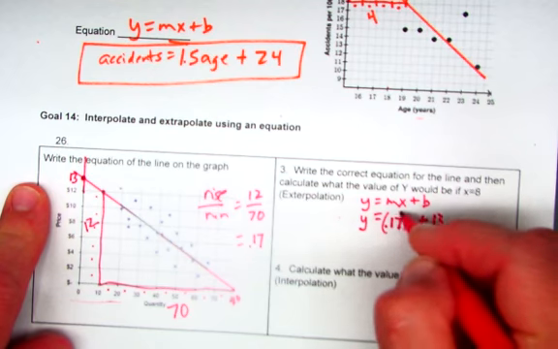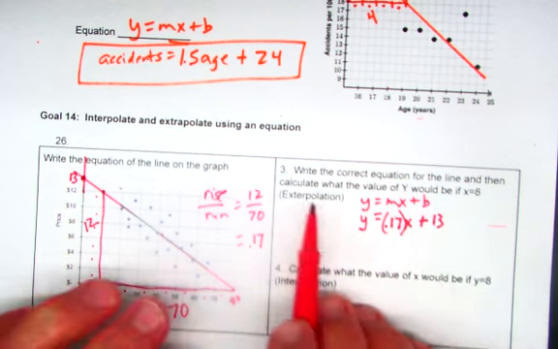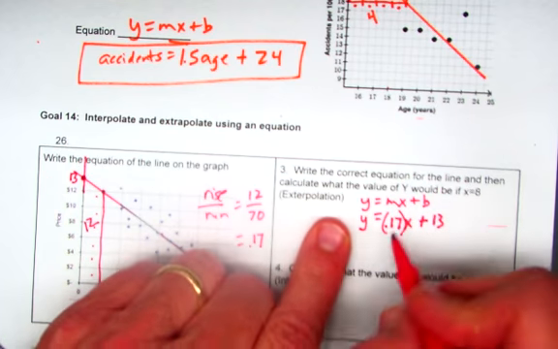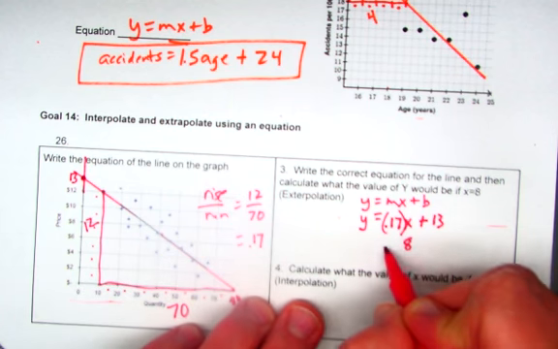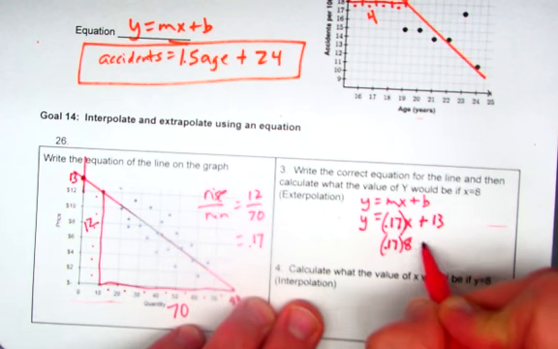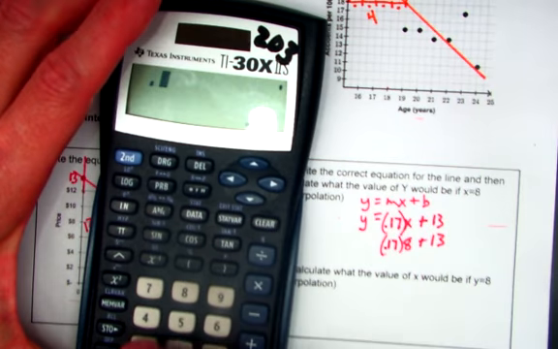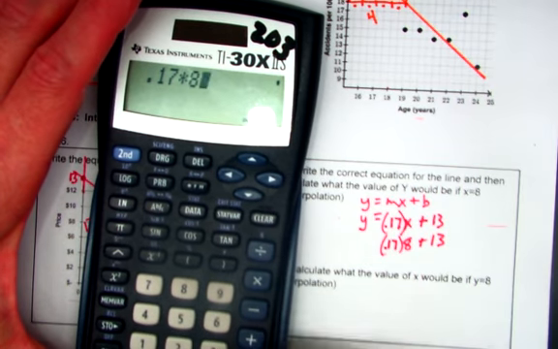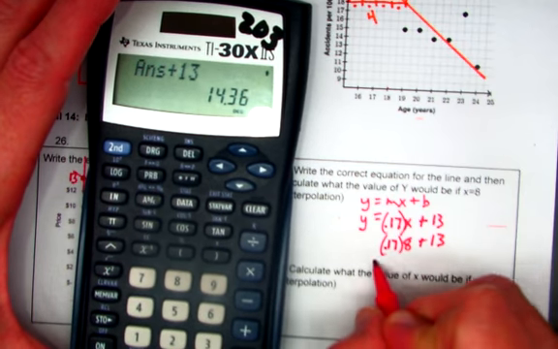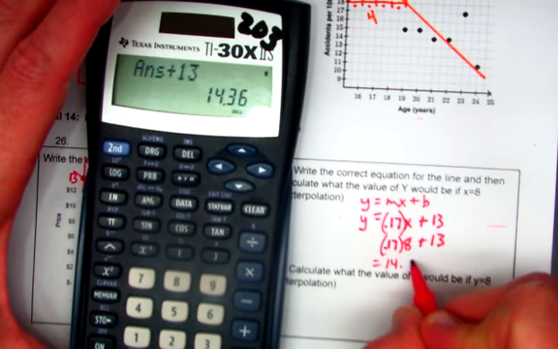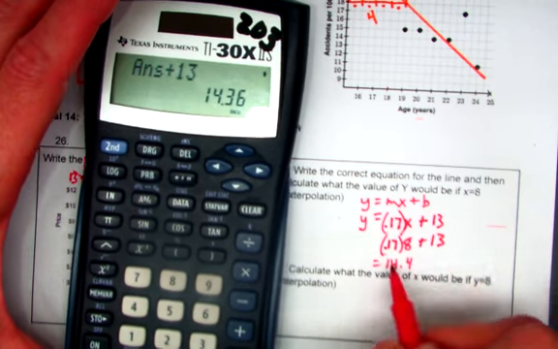So all I have to do now is use it. They say, what would y be if x is 8? I'm going to plug 8 in here, multiply it by 0.17, and then add 13. So 0.17 times 8 equals 1.36 plus 13 ends up being 14.36. We'll round it to 14.4.